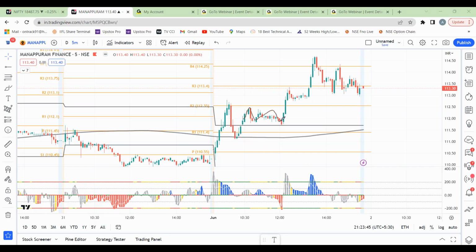So stock was consolidating. You see here, stock consolidating. This was a better entry. It came right here at minus 200. Then it gave a buy signal. This is a better entry, better signal.